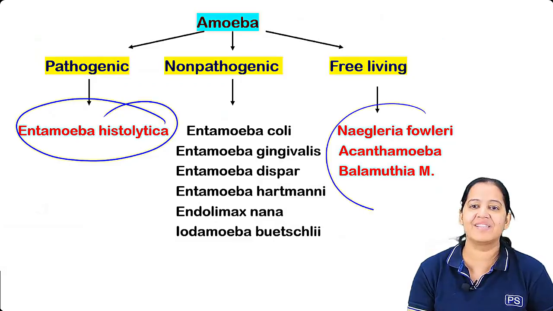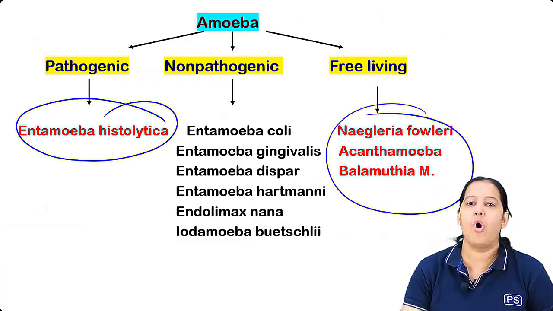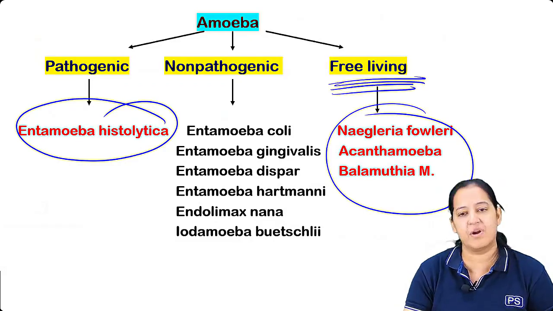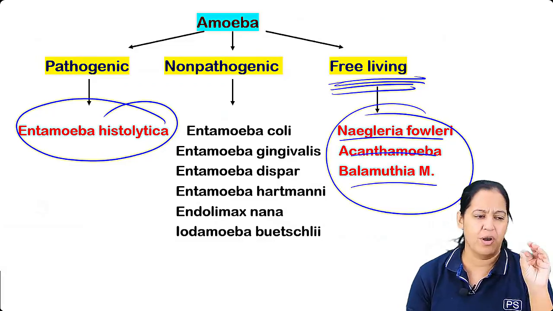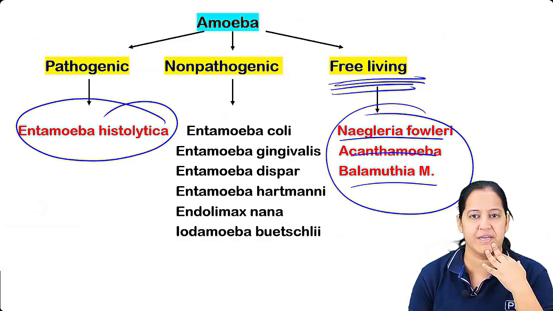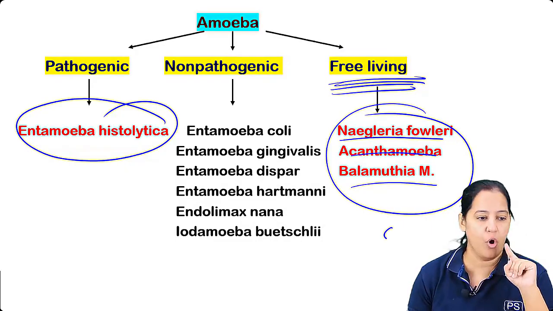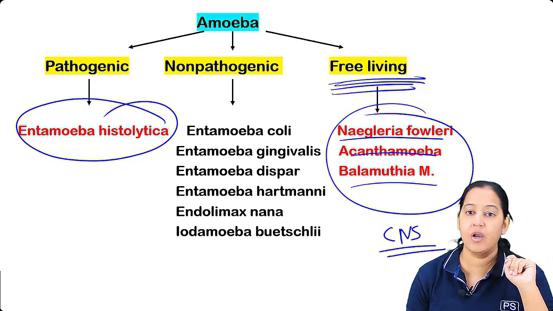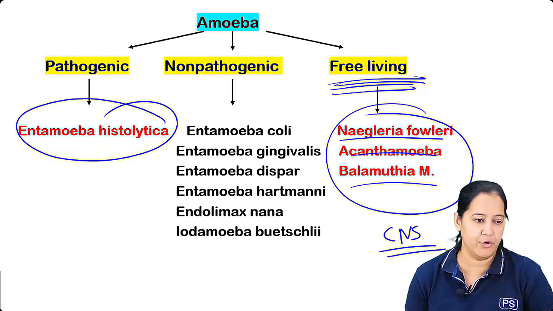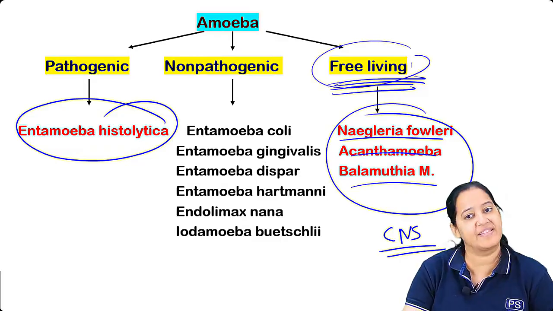Can I start the next three? All of them are free living amoebas. I'm starting with Naegleria fowleri, then Acanthamoeba, then Balamuthia. They're very small, hardly 2 minutes. All of them are free living amoebas. Listen to me. They all cause CNS infection. They all are brain eaters. They all are neuroparasites. They all are free living, accidentally entering the human body.